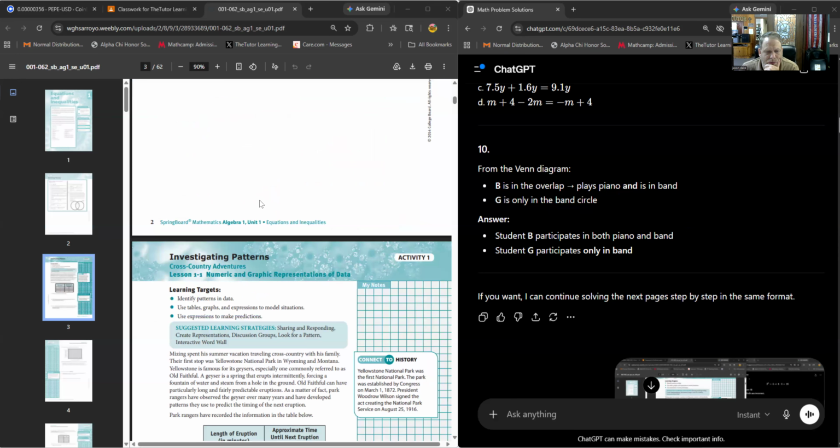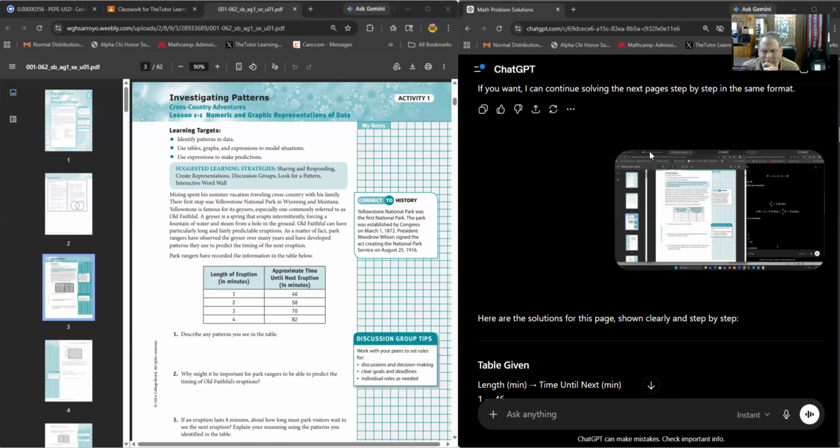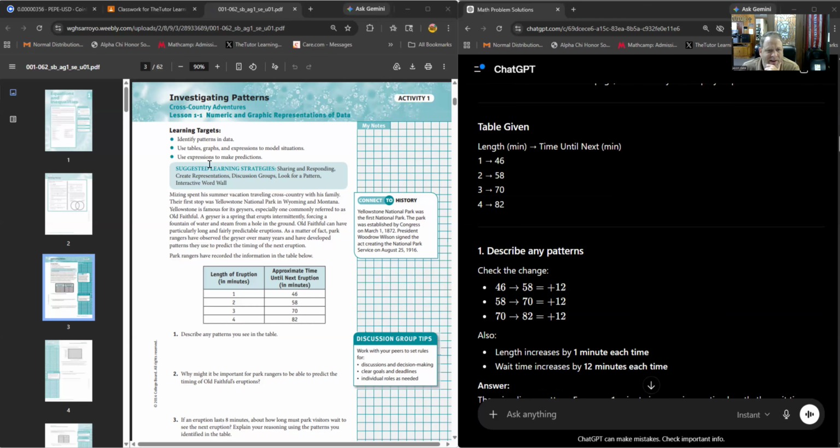Let's go to lesson 1-1. Identify patterns in the data. Use tables, graphs, and expressions to model situations, and use expressions to make predictions.